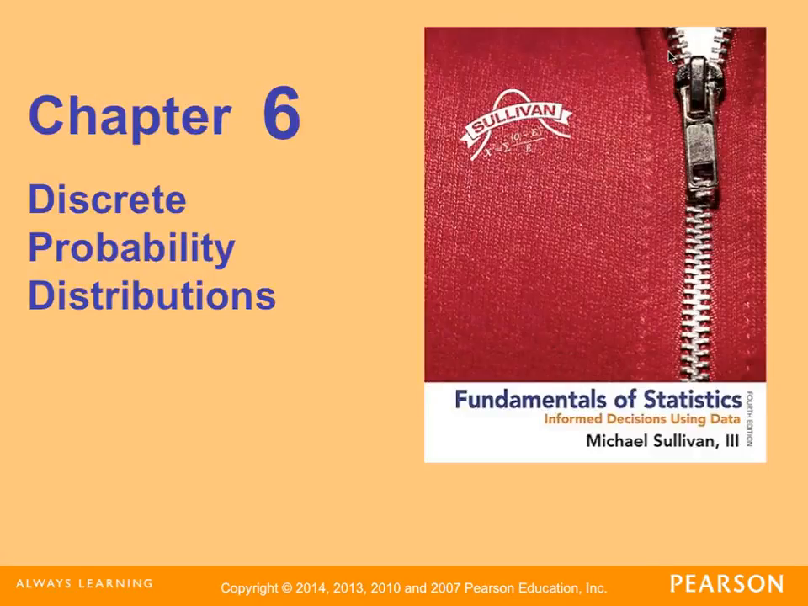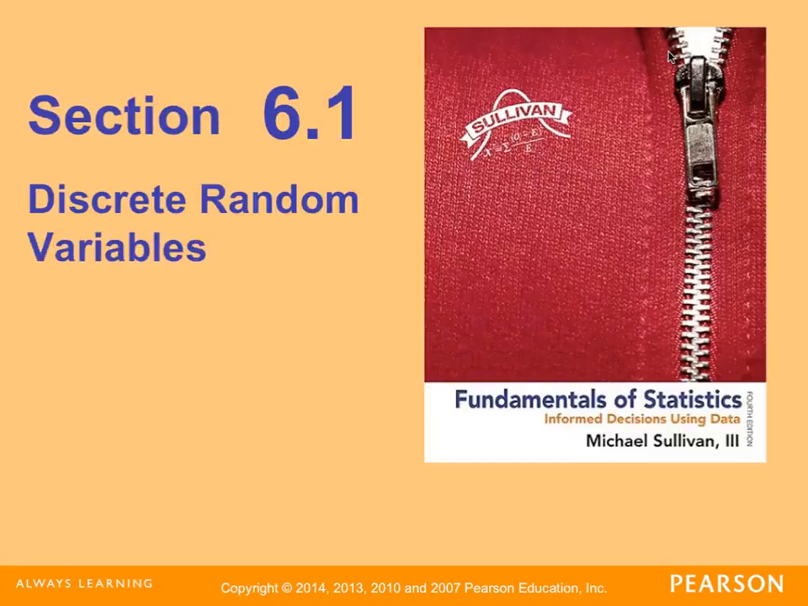In Chapter 6, we will be looking at the probability models for random variables. We will first talk about what a random variable is, and then we're going to describe their distributions. Once we've done that, we're going to take a look at one discrete probability distribution in particular, the binomial distribution. So let's start with Chapter 6.